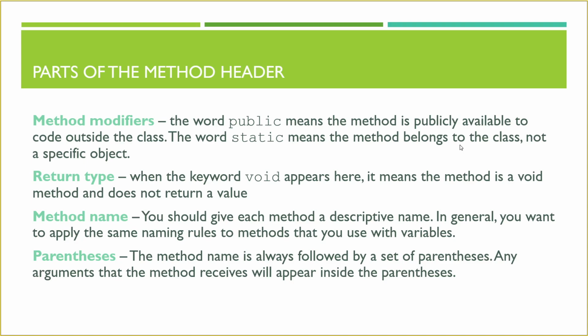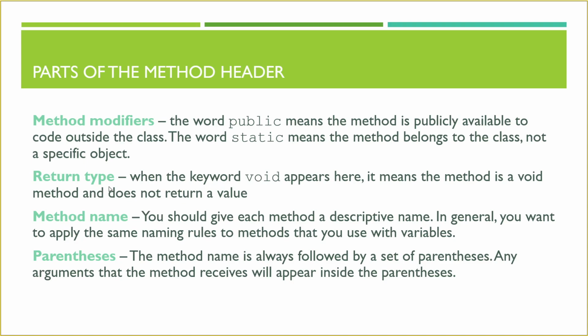So the different parts of the method header, our method modifiers. That was that public static. The word public means the method is publicly available to code outside of the class. The word static means the method belongs to the class, not a specific object. And like I said, toward the end of the semester, maybe into 1260, you may not really understand what public and static are actually doing. So for now, just remember those will be our method modifiers. The return type, when the keyword void appears here, it means the method is a void method, which means it does not return a value. And we'll see what other return types we can use further along.